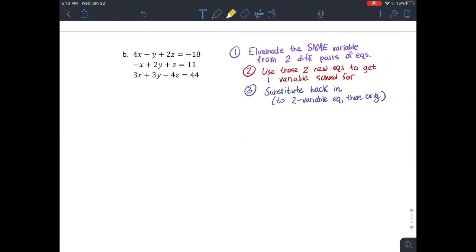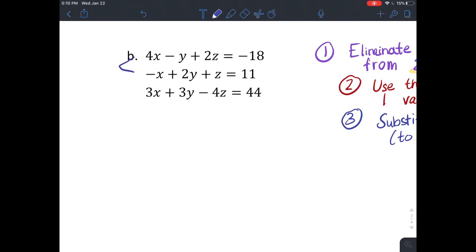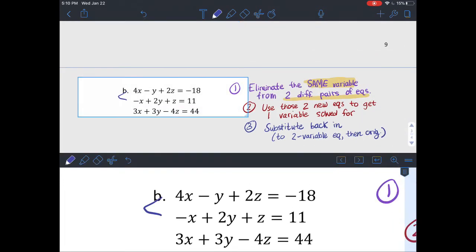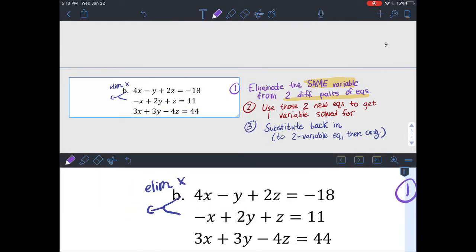One thing that you maybe didn't do a ton of in Algebra 1 is solving systems of three equations. So it's best to go with elimination. Start by eliminating the same variable from two different pairs of equations. So I'm going to take the first two equations and eliminate x, which means I'll multiply my second equation by positive 4 in order to do that. So if I jot down what my new equation is going to look like over here, I'll have a negative 4x plus 8y plus 4z equals 44.